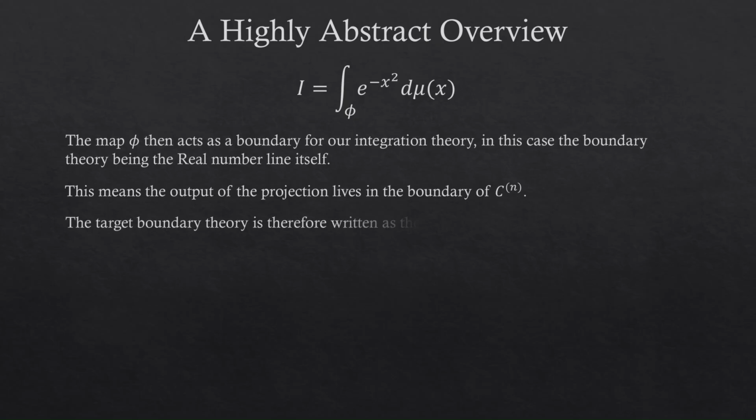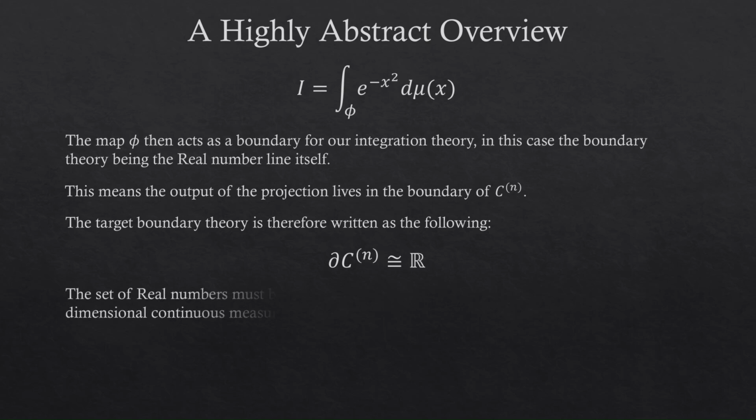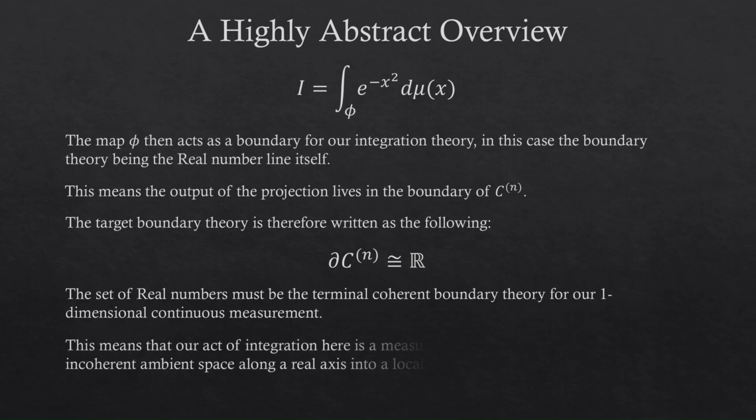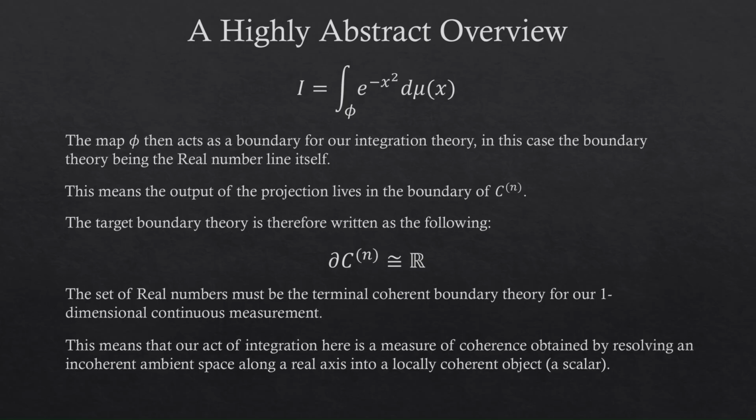And the target boundary theory is therefore written as the following. The boundary of the nth coherence class is isomorphic to the real numbers. And the set of real numbers must be the terminal coherent boundary theory for our one-dimensional continuous measurement. This implies that our act of integration is a measure of coherence attained by resolving an incoherent ambient space along a real axis into a locally coherent object, which in this case, a locally coherent object within the real numbers is just a scalar.